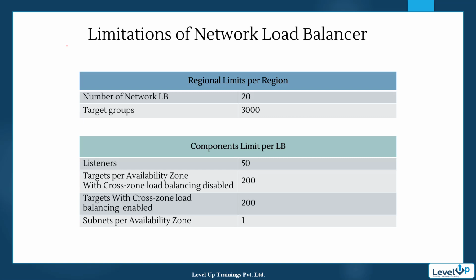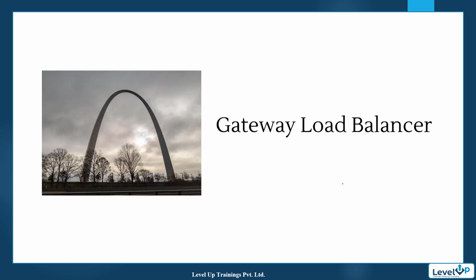Some of the limitations of network load balancer: we can configure around 20 network load balancers per region. You can configure around 3000 target groups, listeners around 50, targets per availability zone with cross zone load balancing disabled around 200, and targets with cross zone load balancing enabled around 200, and subnets per availability zone is 1. Those are some of the limitations of network load balancer.